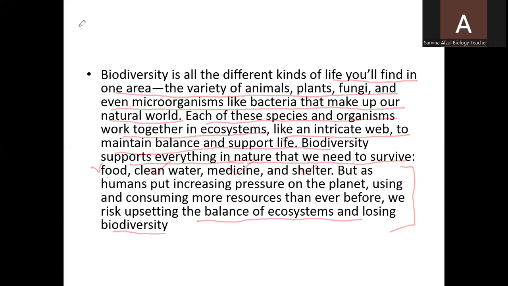But if we are pollution free, then there will be stability in the ecosystem. And due to pollution, we are losing biodiversity, due to which someday we will be at the verge of extinction.